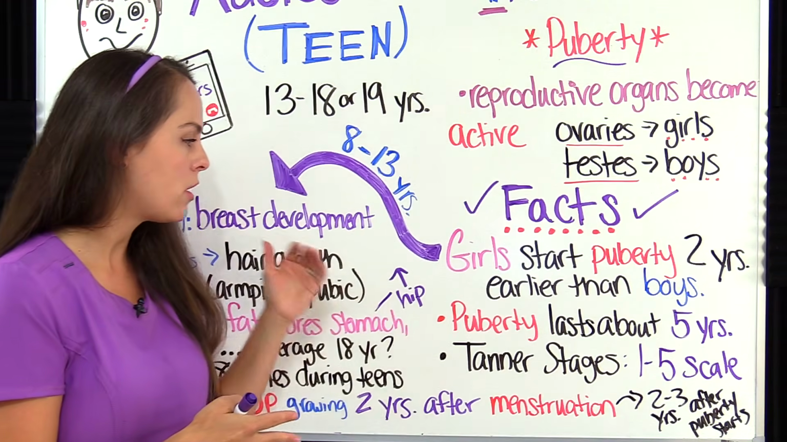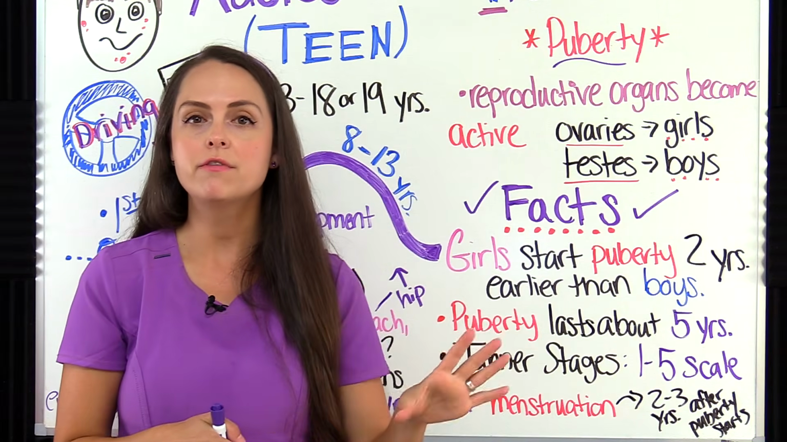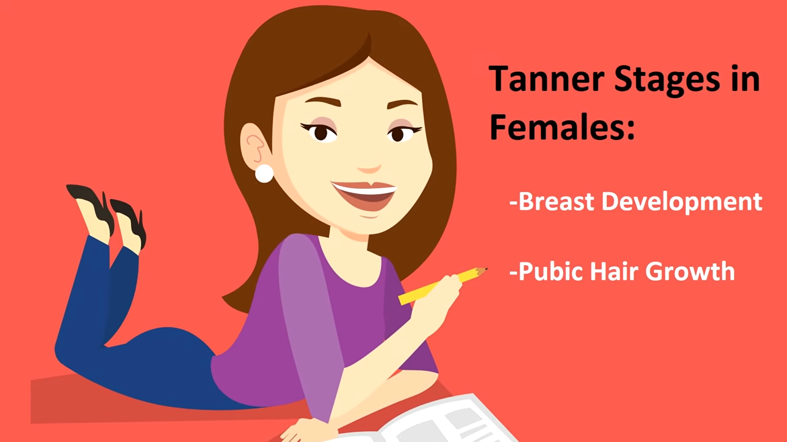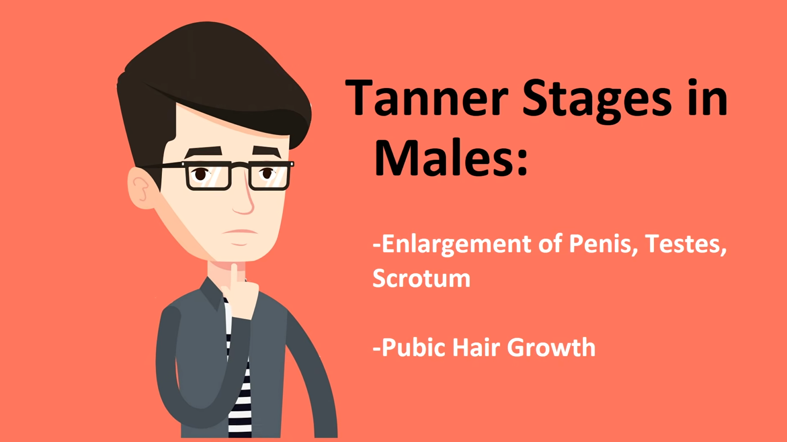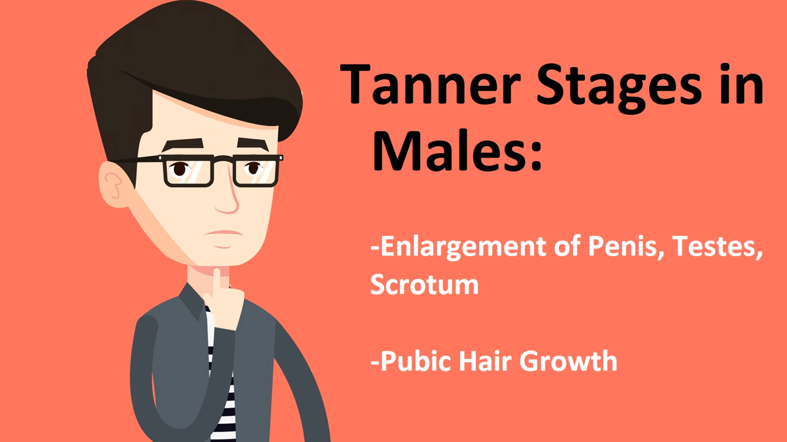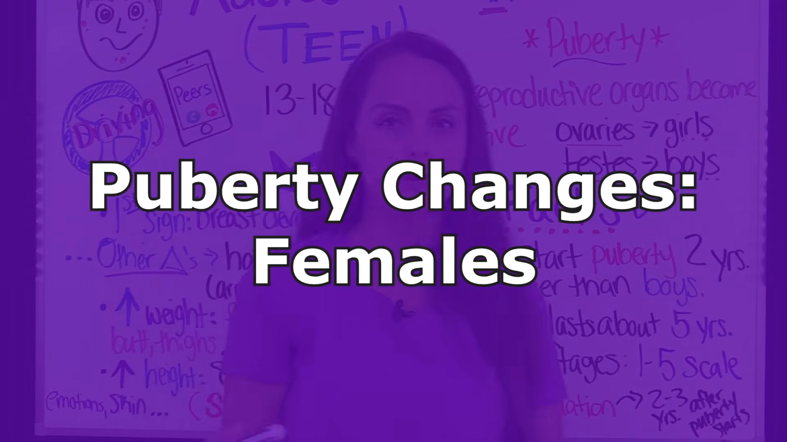So you can use what's called Tanner stages, and this is a 1 to 5 point scale, with 5 being the most mature. So for girls, it looks at the breast development and the growth of pubic hair, and in boys, it looks at the genital area, the enlargement of the penis and the scrotum and the pubic hair. So first, let's go over the changes of puberty for a girl.